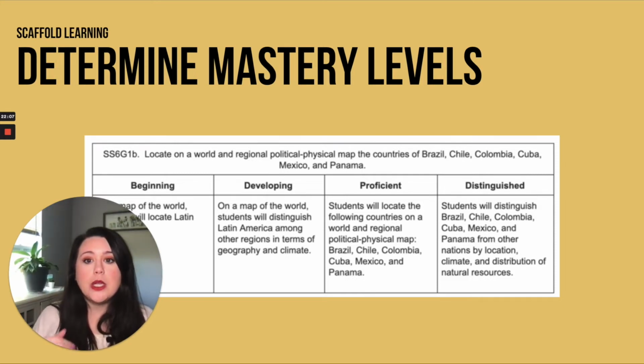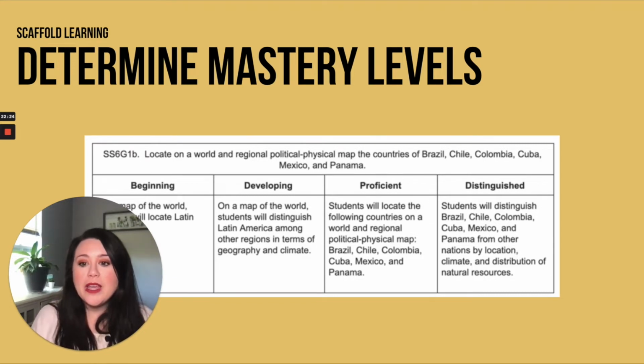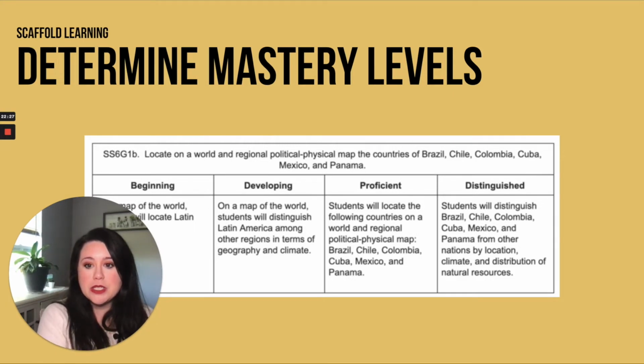It says locate the actual standard, SS6G1B, 6th grade geography: locate on a world and regional political-physical map the countries of all of those. Remember, we are breaking these down into beginning, developing, proficient, and distinguished. So we want to categorize what the student should be able to do in each level of learning. This is our scaffold process. This is our scaffold. This is our flow of learning here.